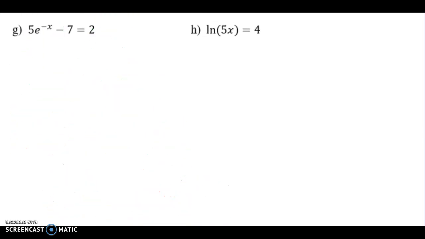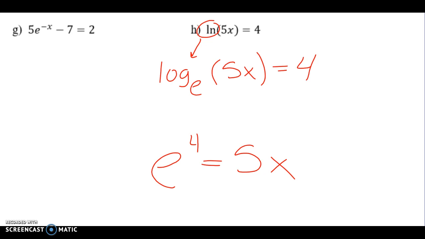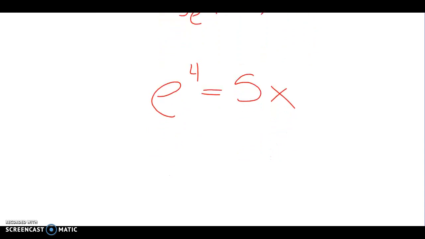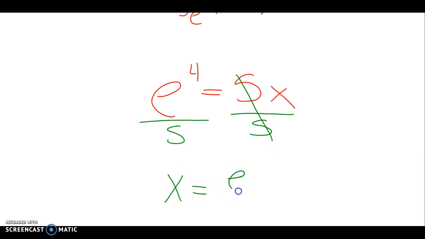Okay, last one. Do number H, letter H. So natural log is log base e, left, right, middle. Now, remember, I'm not solving for e. E is a number. So what do I need to do to get x by itself? Divide by 5. Now, on the EOC, your answer would probably look like this.